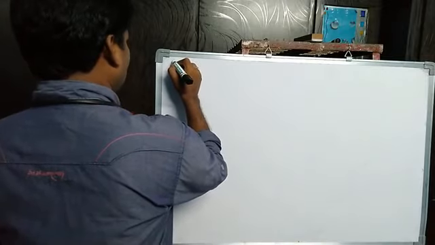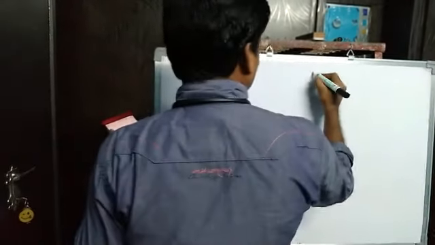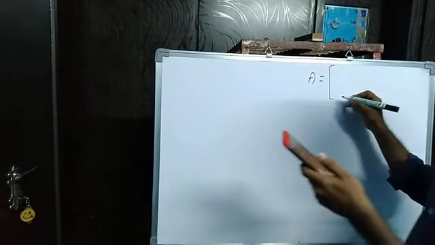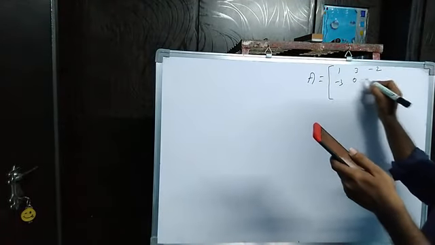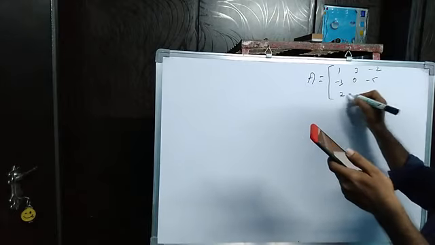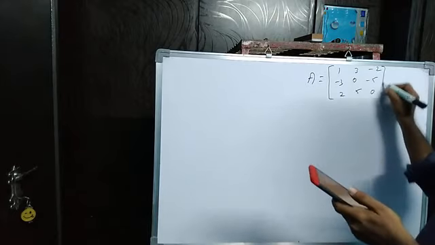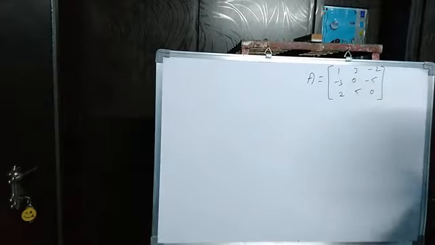Question number 16. Matrix A is given. What is the matrix A? 1, 3, minus 2, minus 3, 0, minus 5, 2, 5, 0. Right? So this is matrix A. For this matrix A we have to find the inverse.